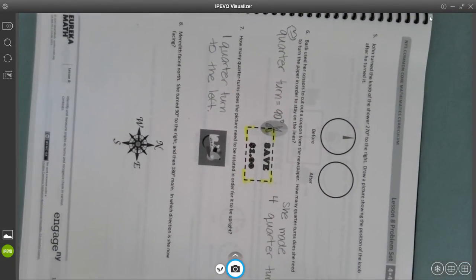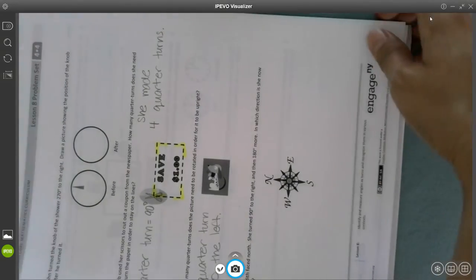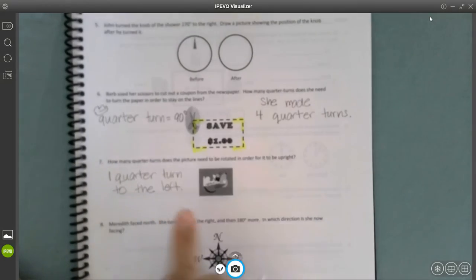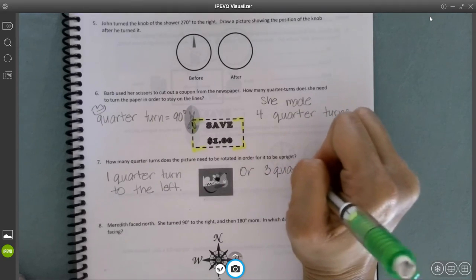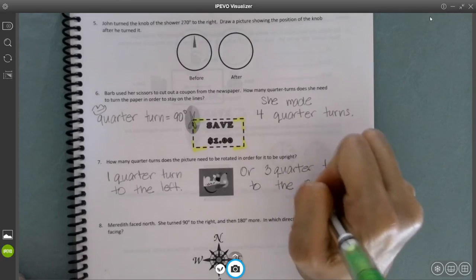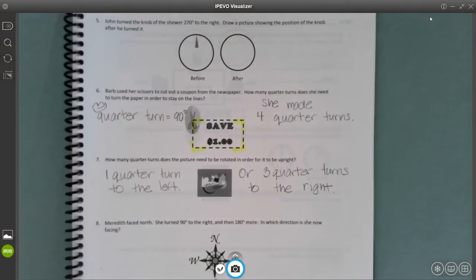Is he upright? He's not. Let's do 2 quarter turns. Is that painting upright? Not yet. 3 quarter turns. Is it upright? Now it is. So when I went to the left, it was just once. When I went to the right, it was 3. So I can say 1 quarter turn to the left or 3 quarter turns to the right. So there are 2 ways that that picture can be rotated in order for it to be upright.